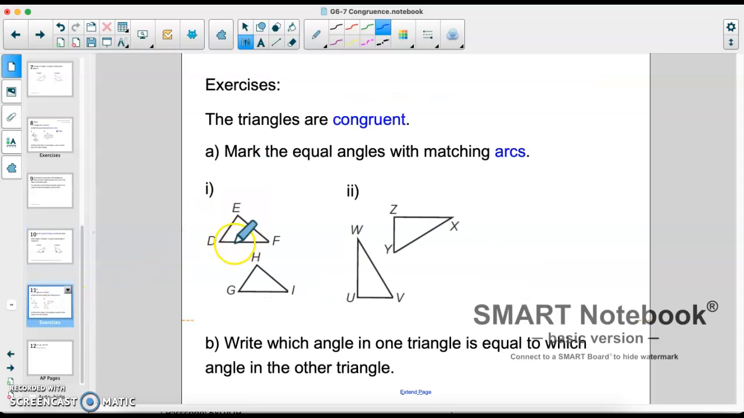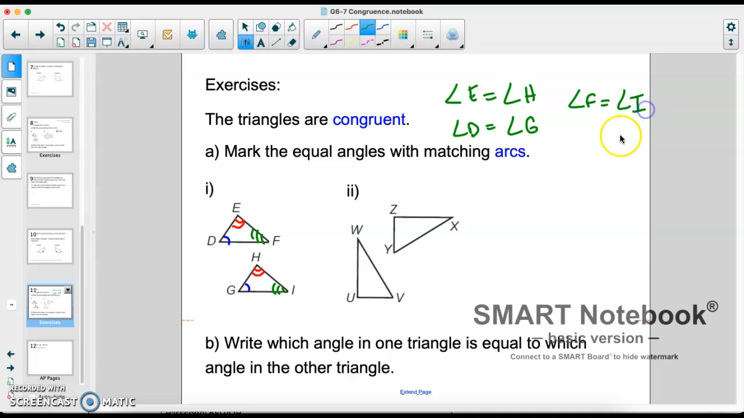Okay, so if we move on, angle D is going to be equal to angle G. E is going to be equal to angle H. And then F is going to be equal to I. Okay, and we would say angle E equals angle H, angle D equals angle G, and angle F equals angle I. Okay, we're going to skip that one, but that's how you do that stuff.